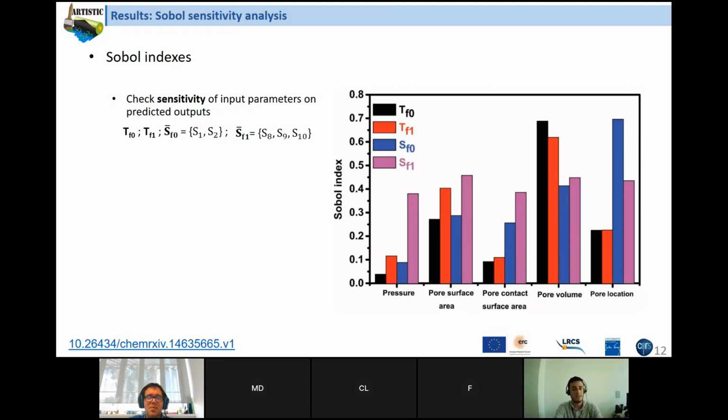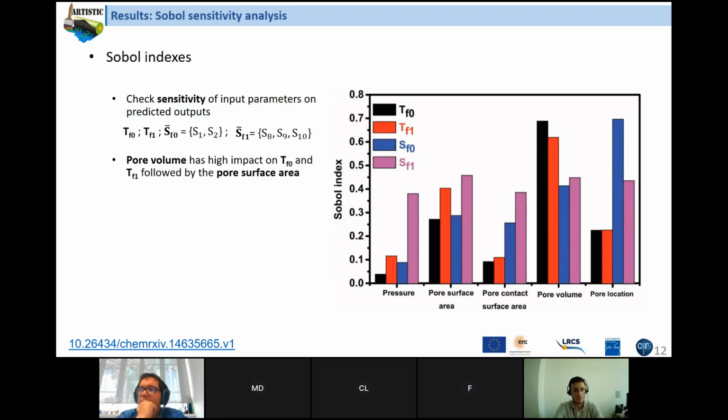And we are basically analyzing how varying pressure, pore surface area, pore contact surface area, so all the geometrical properties of each of the pores, affects the Sobol indexes, and affects basically the variability of the outputs of the model. So, well, in general, it's not obvious to obtain any clear physical insight in this kind of analysis. However, there are a few interesting things.